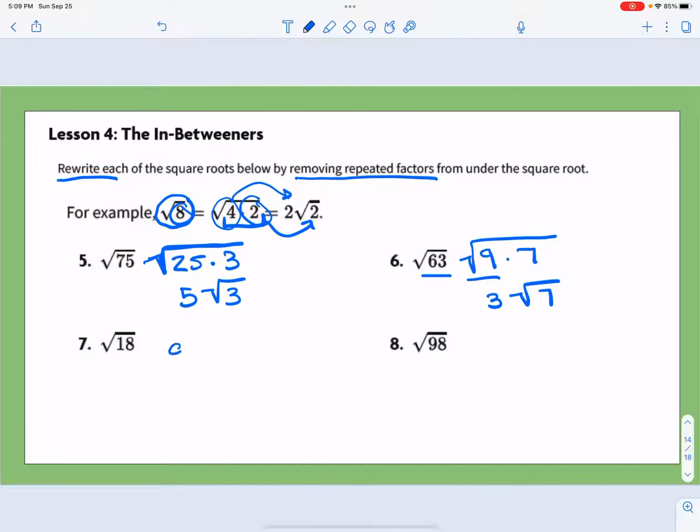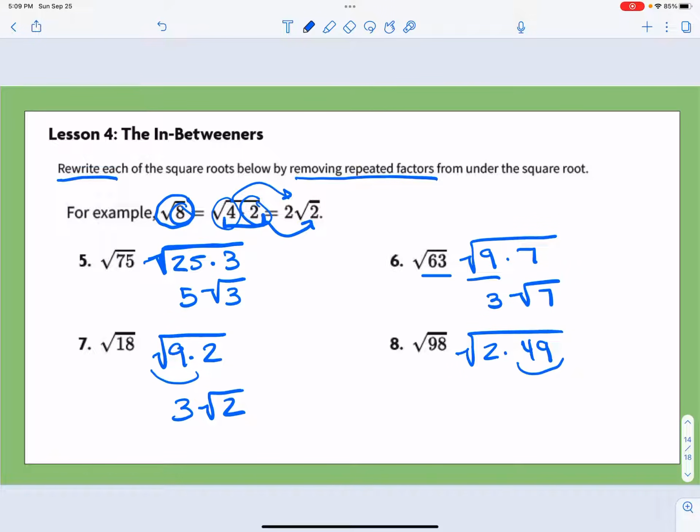For 18, again, we're going to think 9 times 2. So we're going to take the square root of 9 times 2. The square root of 9 is 3, and we're left with a root 2. 98 is not one I'm super familiar with. So if it's a big number like this, what I did first of all is I divided it in half. So I did 2 times 49. And once I did that, I realized, oh, I know the square root of 49 is actually 7. So it's 7, and what's left over is still the root 2. So just break it apart into smaller parts, and see when you can find a repeated factor.